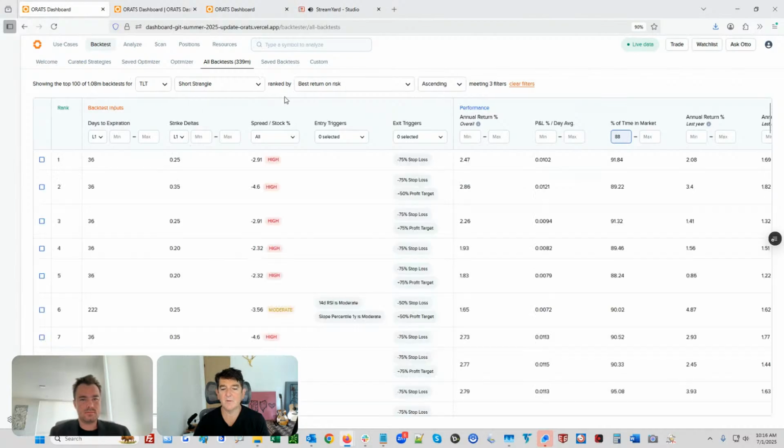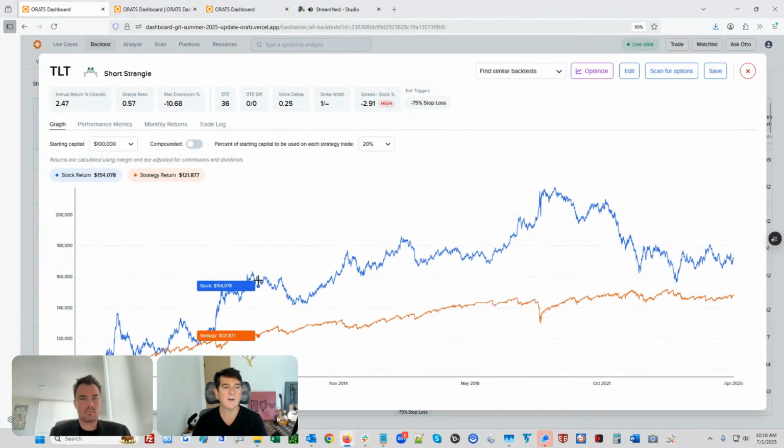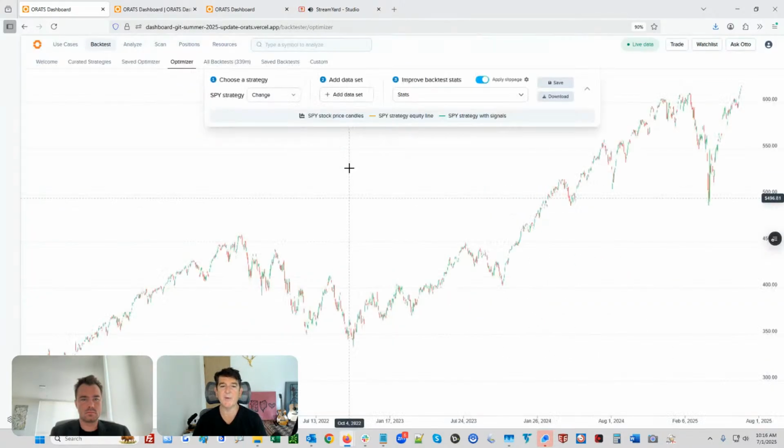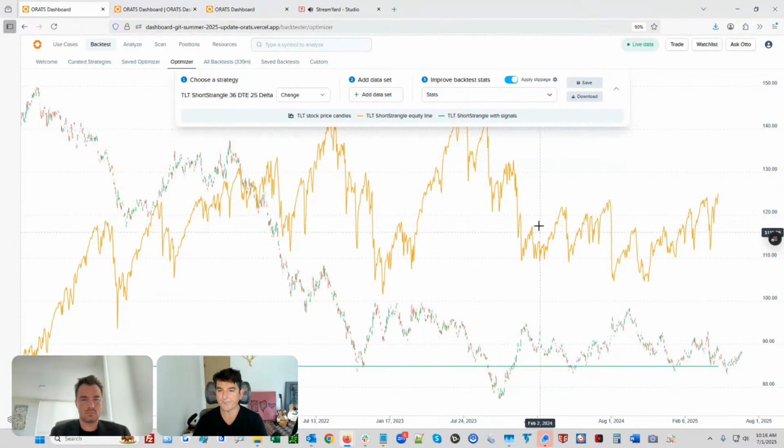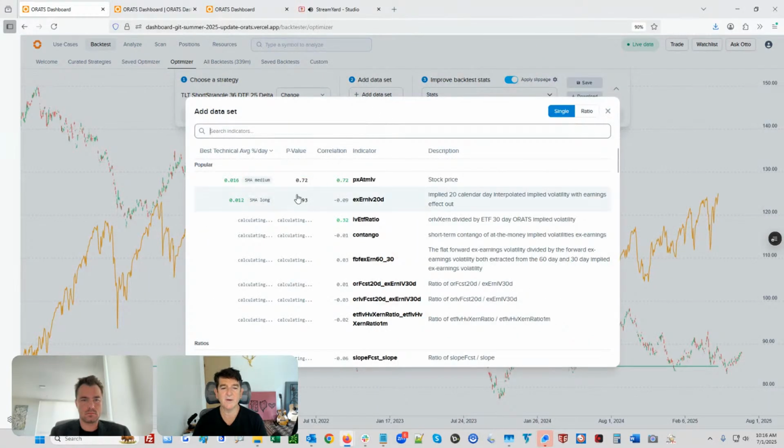And then, again, you want to find strategies that are in the market a fair amount, and we can try to find indicators that improve these. So I could just go in and optimize this. Like I said, it takes a second to calculate these. We do a lot of these calculations locally as you're pulling it up. So you might hear my computer in the background.